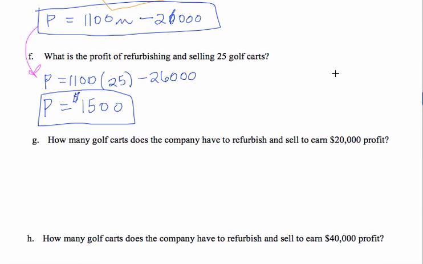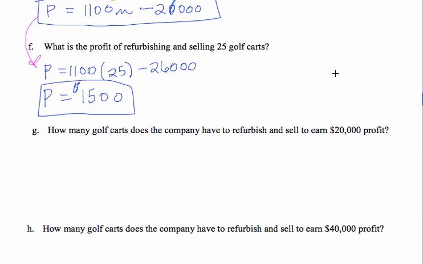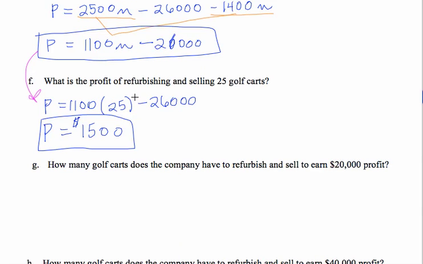So how many golf carts does the company have to refurbish and sell to earn $20,000 in profit? Well, so we're asking, what is N?